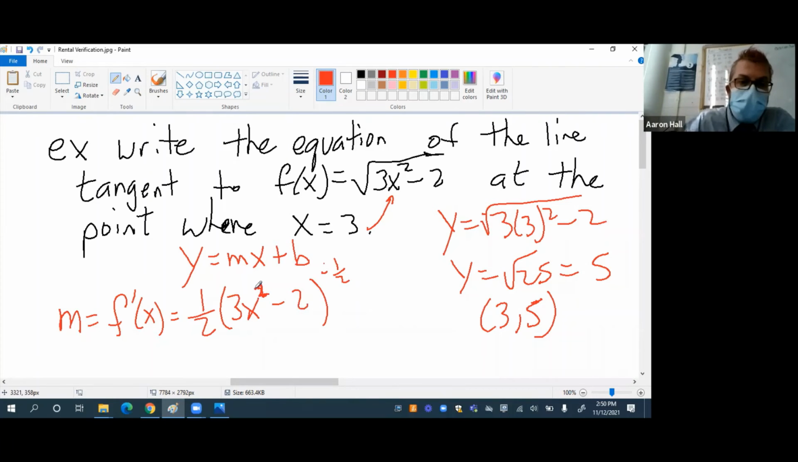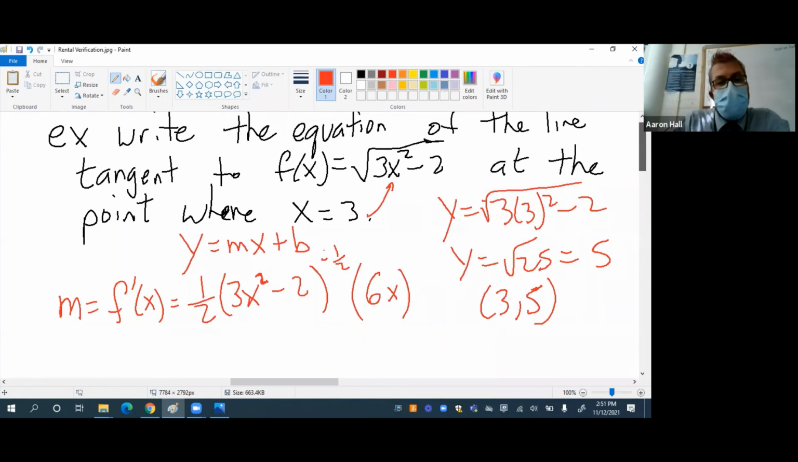So when we do the chain rule, we take the derivative of the outside function times the derivative of the inside function. What is the derivative of the inside function? 6x. Okay, what do we do? That didn't give us m. What do we need to do to find m? Do we have to simplify? Yeah, let's just plug in the 3. It'll tell us what our slope is.